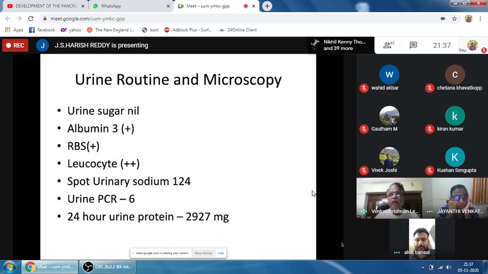This is a nephrotic range, 2.9 grams, and urine PCR was 6.1. And his sugars were normal, 98. HbA1c was 5.9.